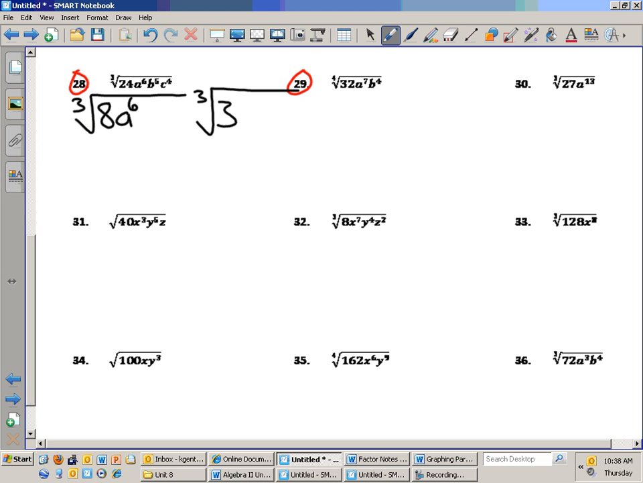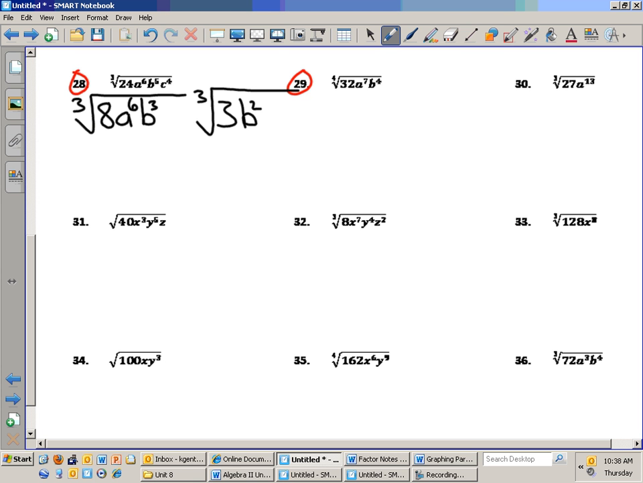Now I look at my b. B to the 5th. Is 5 divisible by 3? No. So I decrease it by 1. How about 4? No. So I decrease it by another one. How about 3? Yeah, so I can put a b to the 3rd underneath here. What do I put over on the other side then? A b to the 2nd. Very good. So that will give me my b to the 5th.